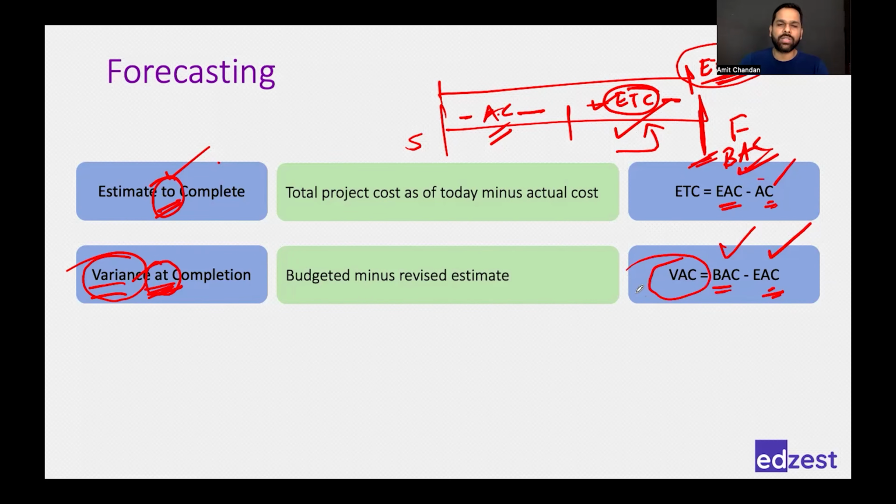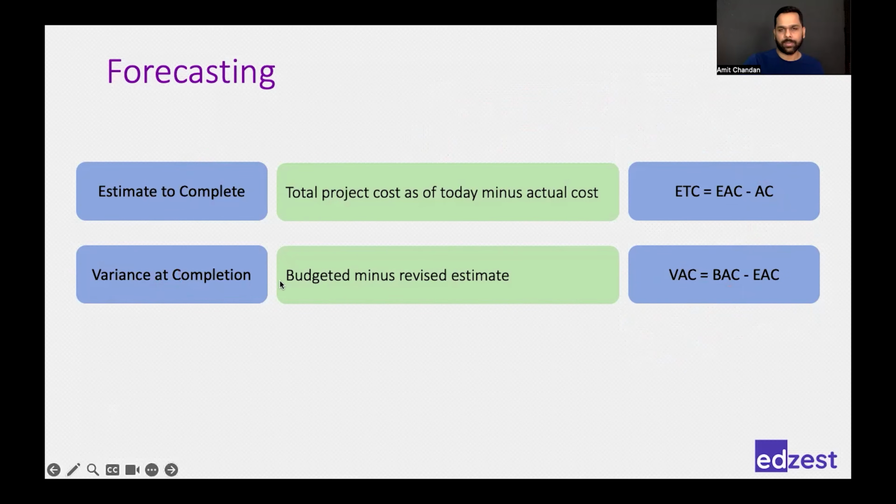Why is this important? Because my management would want to know how much more is required in the project. So initial budget was $10 million. Now I am asking for $11 million, which means my variance is minus $1 million, which means I need $1 million more from my management. Okay, that's variance at completion.